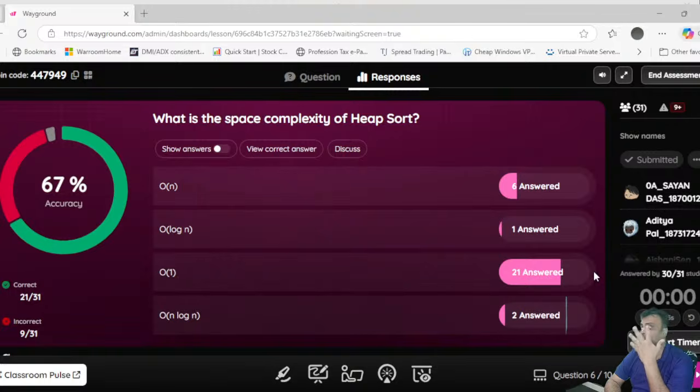It's order of 1. We don't use anything in heap sort. We just swap. That's all we do. So the heap is already there for us to consume in terms of memory, right? The memory is already given in the heap. The nodes are already there. We don't use or create any additional nodes during heap sort. So what elements do we use? Standard elements. It doesn't depend on n. If it doesn't depend on n, then it's an order of 1. So that's why 21 of you have answered correctly.